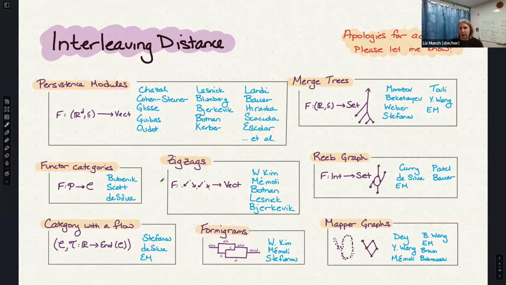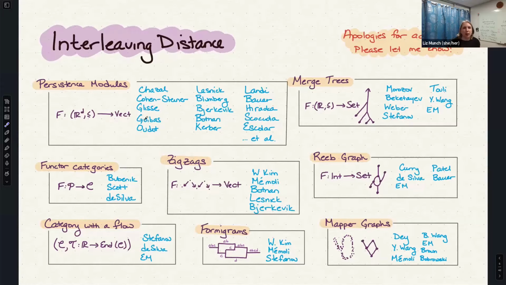First off, I'm going to apologize in advance because I'm sure I've missed people on this slide, and I've shown it several times. At this point, I'm hoping that the people that should yell at me have already yelled at me, but please yell at me if your name is not on here, and it should be. The idea here is that the interleaving distance is this framework that's taken off in the last, I don't know how many years. It's this categorical framework which, if you view it in these particular settings, gives you a metric on lots of different inputs that we're interested in.